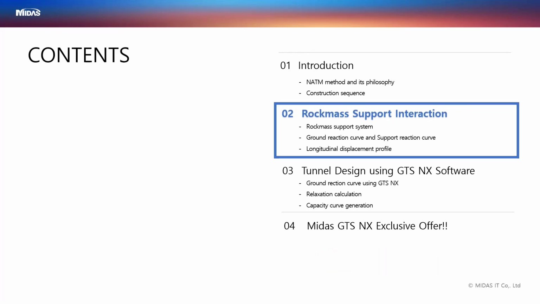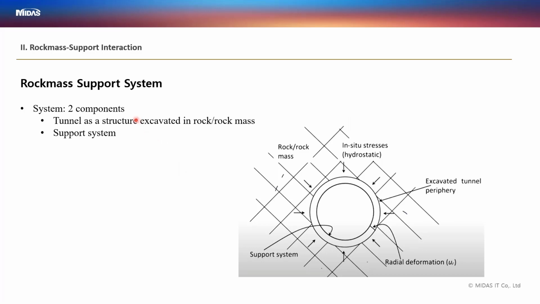Now we talk about the rock mass support interaction. The first is the rock mass support system. This is a system of two components. The first is the tunnel as a structure excavated in the rock mass, and the second is the support system.